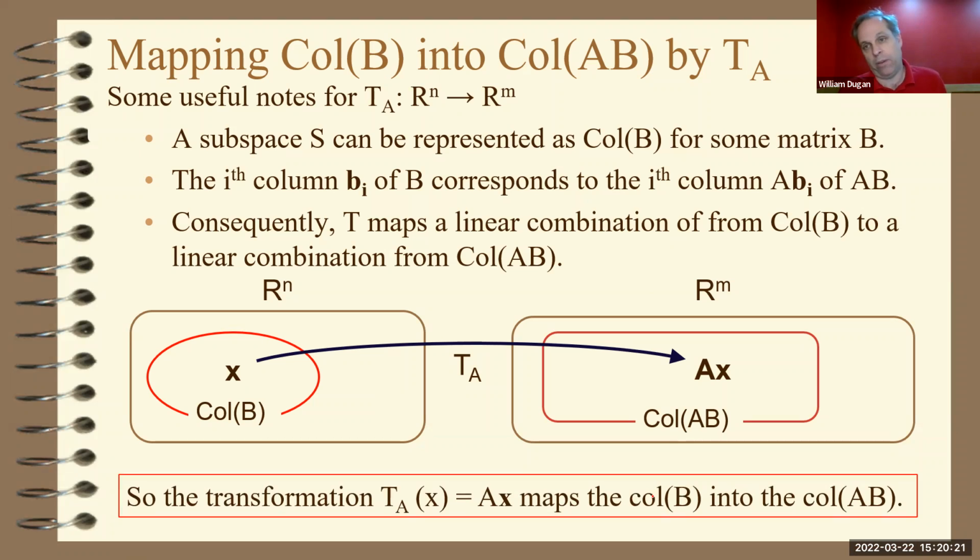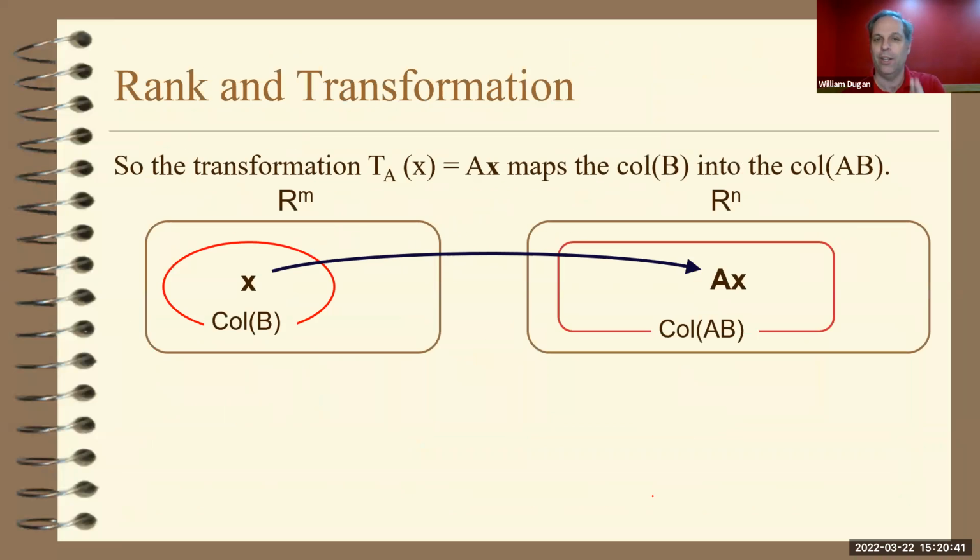That's the neat thing we need to notice, that the transformation, which is a linear transformation, a matrix transformation defined by multiplying a vector by the matrix A, just maps the vectors in the column space of B into the column space of A times B. Now, why is that interesting? Well, the column space of B and the column space of A times B have a dimension, which we call their rank. So here's the picture again.